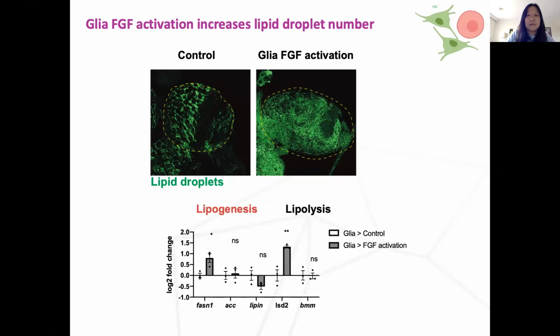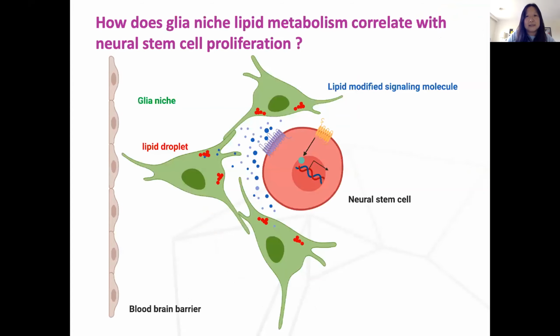And then this is confirmed by some qPCRs, where she found a significant increase in lipogenesis genes such as fatty acid synthase 1, and a decrease in lipolysis indicated by the increased transcription of a gene called LSD2, which is an antagonist of lipases such as Brahma lipase. So altogether, it suggests in the glial cells, glial-FGF activation really sort of skews towards lipid storage and prevents lipolysis.